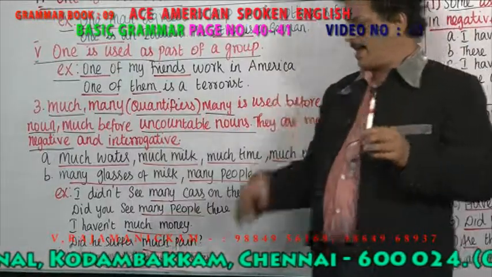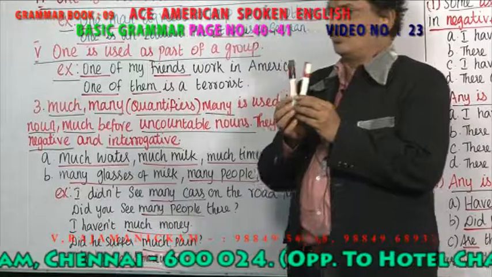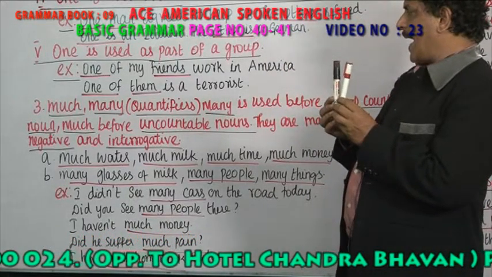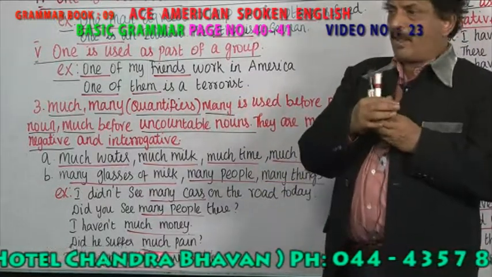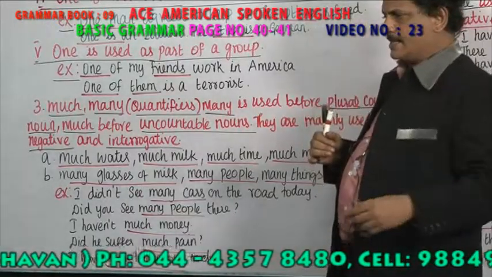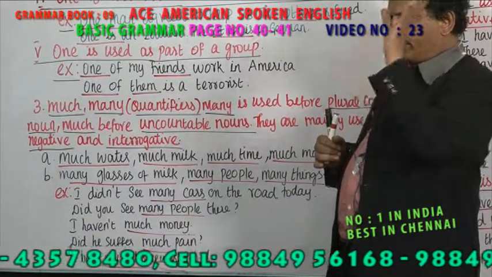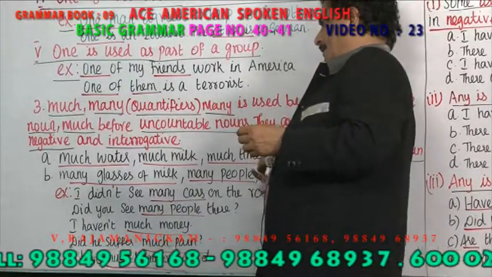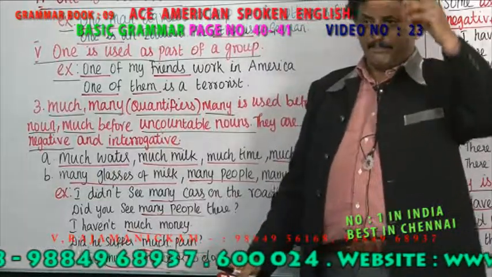If 2 pens are there, see, countable nouns, 2, right? Nouns, pens. So, I have many pens. There are many boys in the class. There are many girls in the class. Girls is countable. So, before a countable noun, you are using many. But before an uncountable noun, you are using much.